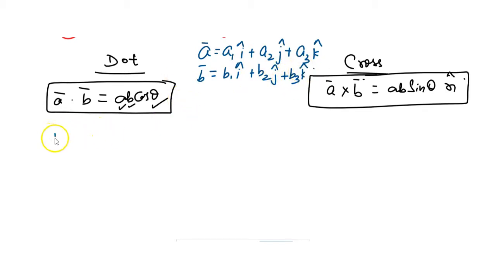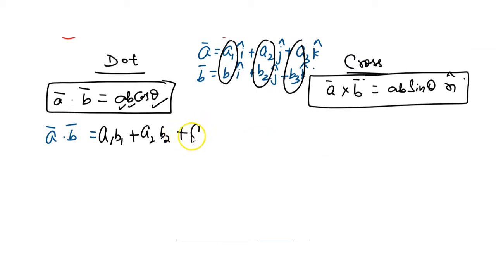Then to find a dot b, we will just multiply the similar coefficients together. So a1 into b1 plus a2 into b2 plus a3 into b3. This will be the sixth result.